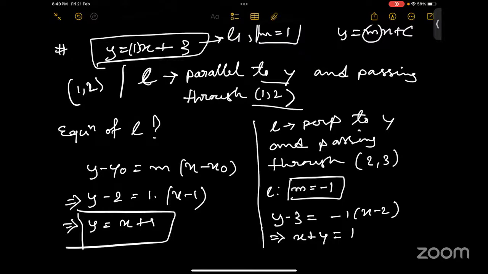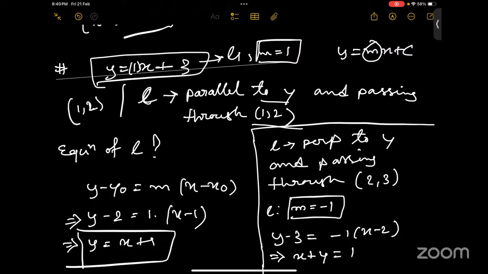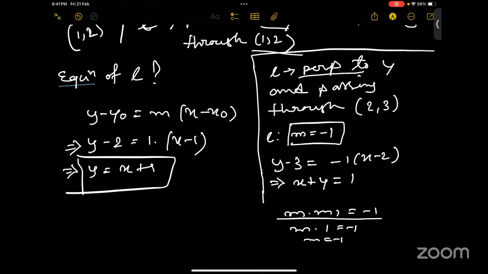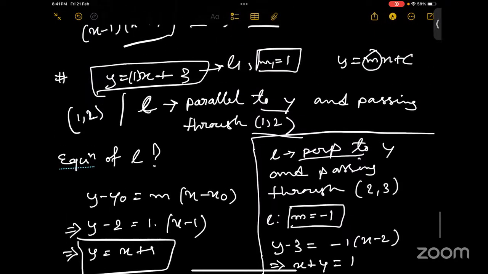Yes, ma'am. Again, ma'am, you took slope -1, from where? So the slope of the given line is 1, right? And we said that the line L is perpendicular to the given line, right? So that means m into m1 should be equal to -1, and we know m1 is 1.